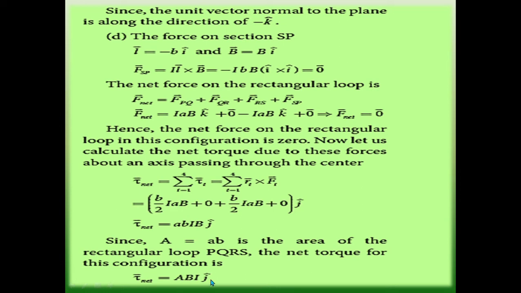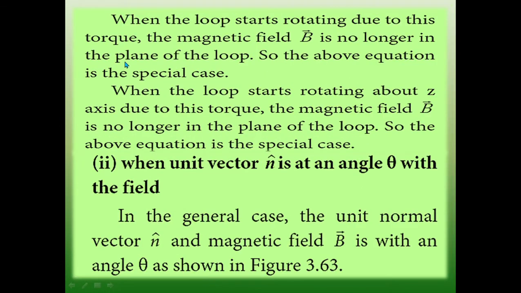Now, when the loop starts rotating about the Z axis due to this torque, the magnetic field B vector is no longer in the plane of the loop. So the above equation is a special case.